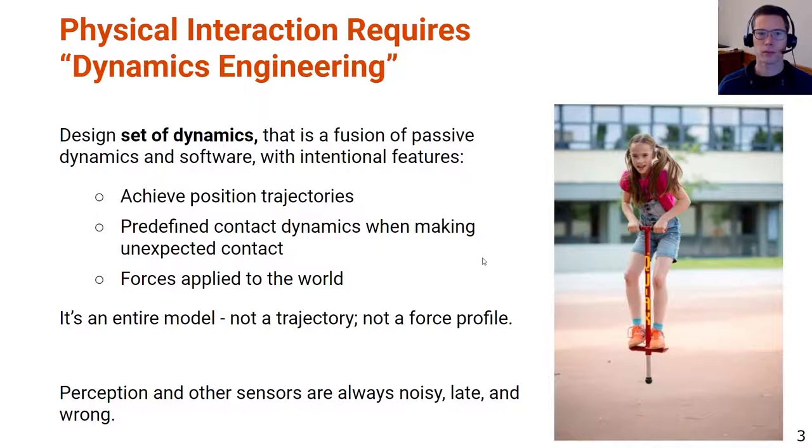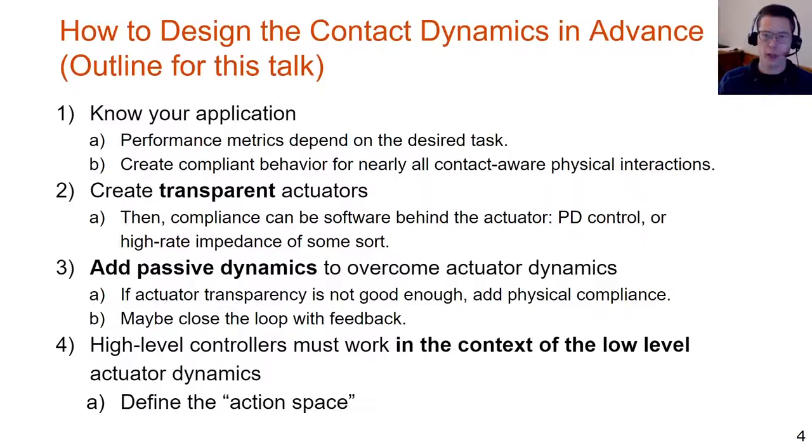So the outline for this talk starts with knowing your application, because you're not going to be able to design a set of dynamics for all tasks or all behaviors. Really, it depends on what it is you're trying to achieve, and just like any sort of engineering challenge, you have metrics for the specific task and create your behavior for that task. Now, the easiest way to do that is if you can have actuators that do whatever the software says and whatever you want them to do, and you're really creating highly transparent actuators, as we would call them, and then you can just write software to achieve your behavior.